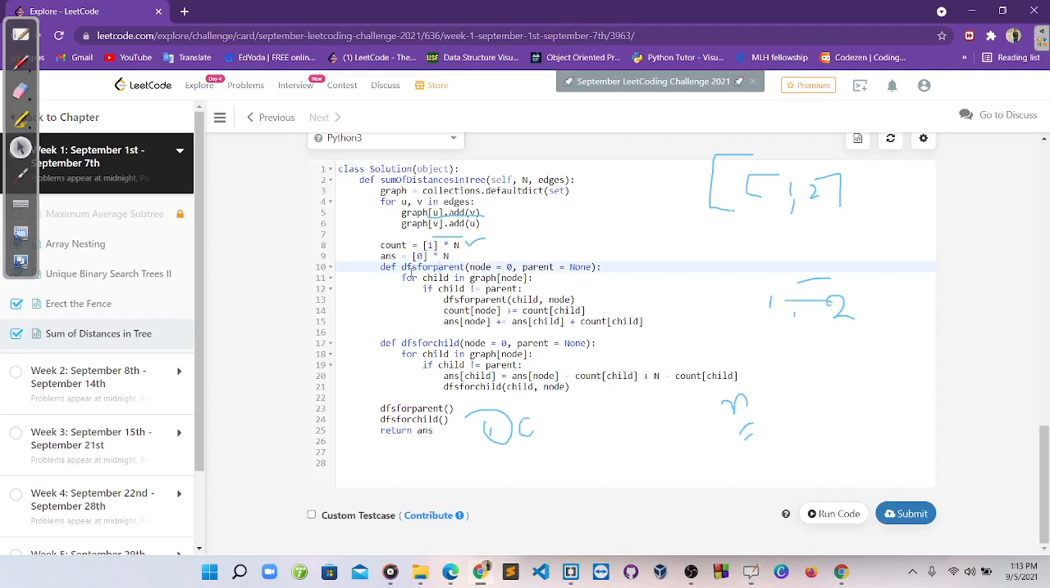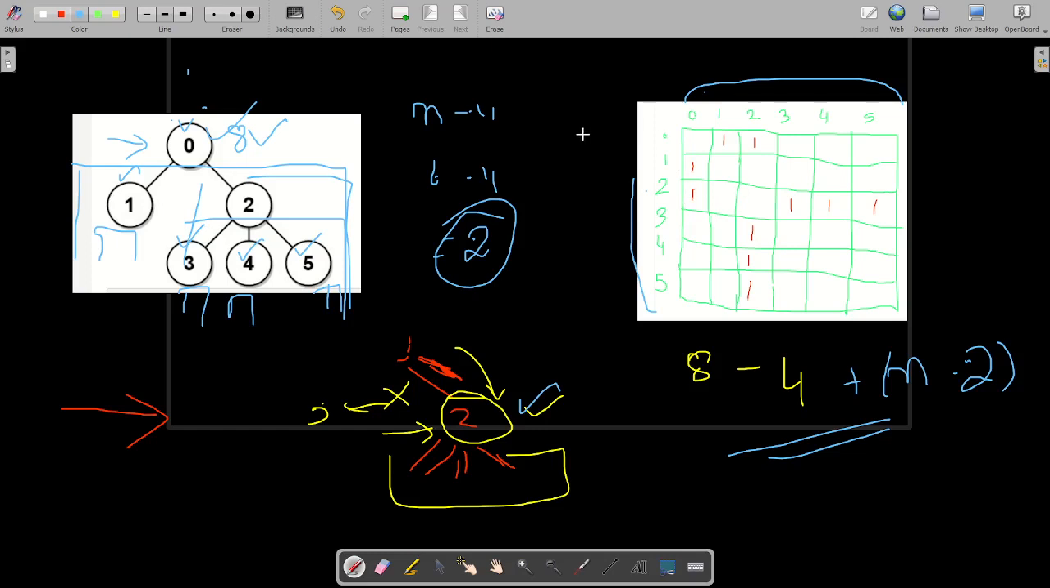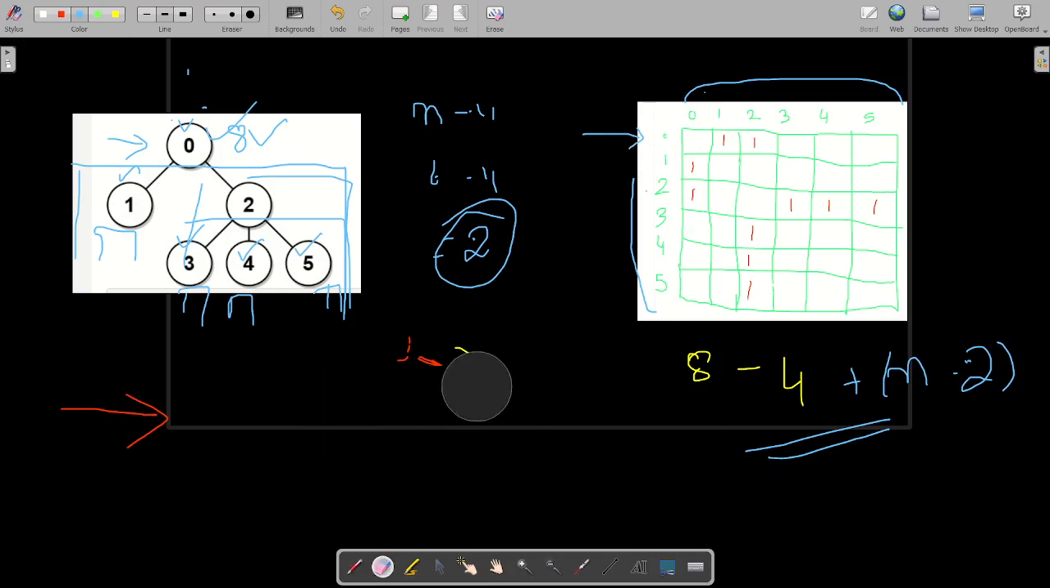Similarly, I create two functions. There is a DFS for parent and there is a DFS for children. We are starting from 0. See this graph. The 0 is the first node we have, and at that time there is no parent. So 0 is the parent, and we are traversing its children, which are 1 and 2.